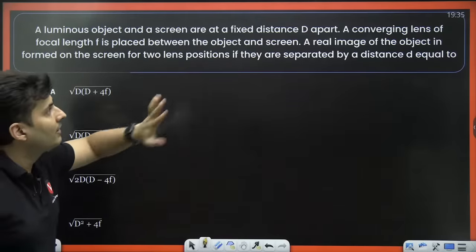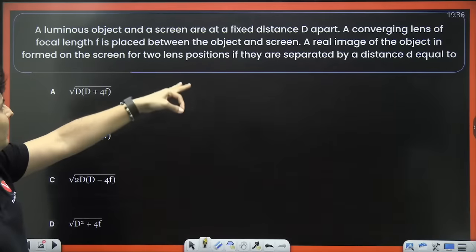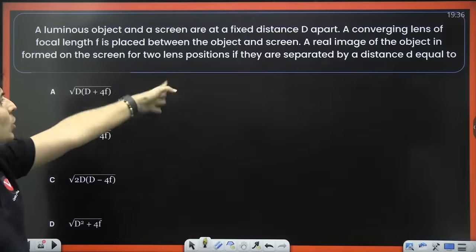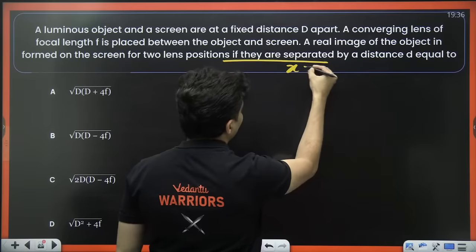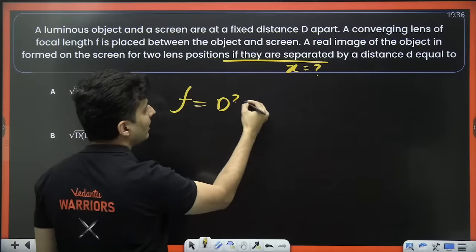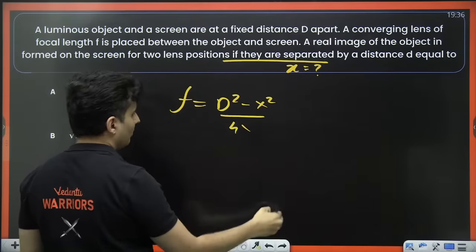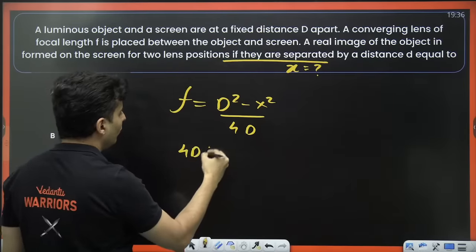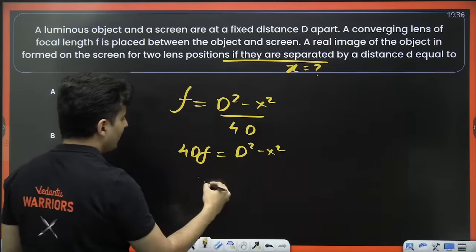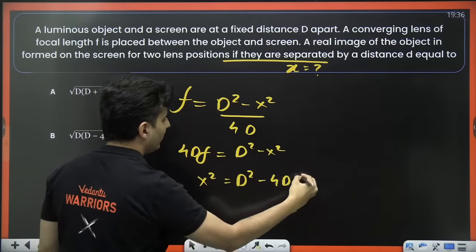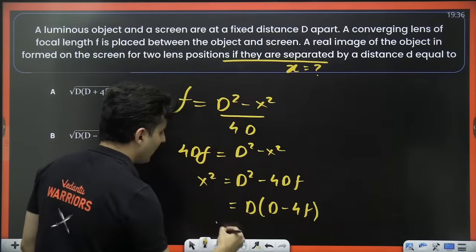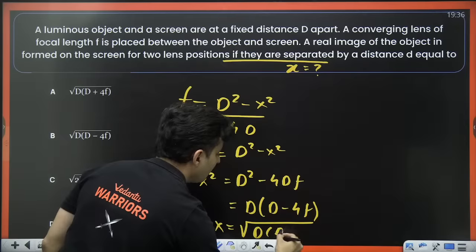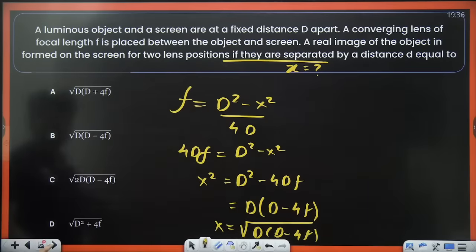An object and a screen are fixed at a distance D. A converging lens is placed. A real image is formed on the screen for two positions. Their separation is how much? Basically, X is asked. If you know the formula, directly you will get the answer. F equals (D square minus X square) by 4D. Shift it over here. So 4DF is D square minus X square. So X square will be D square minus 4DF. Taking D common, it will become D into (D minus 4F). So X will be root of D into (D minus 4F), and you will see that it is option number B.